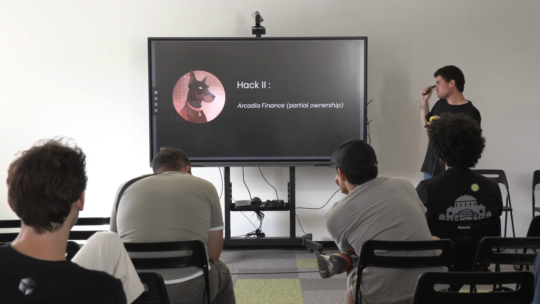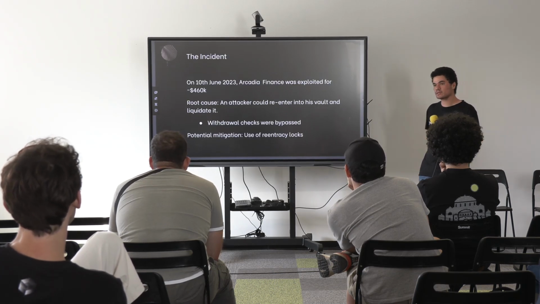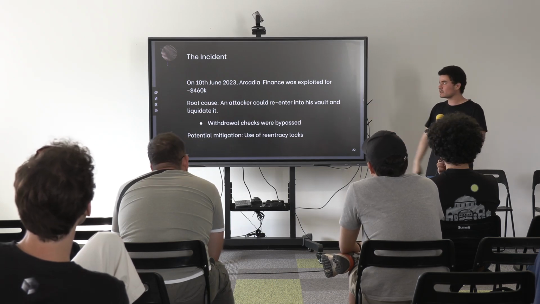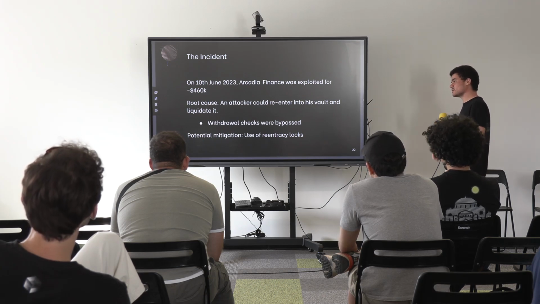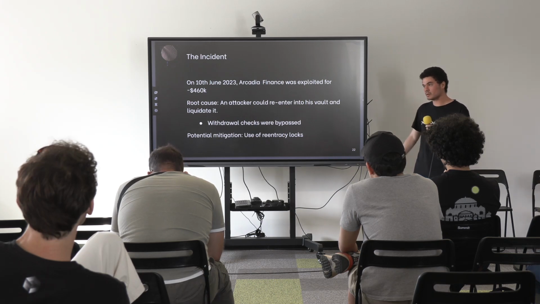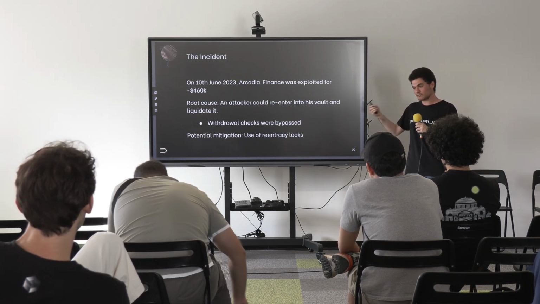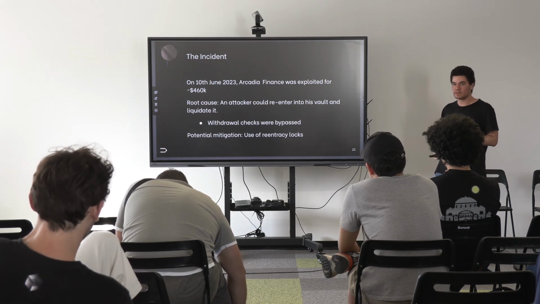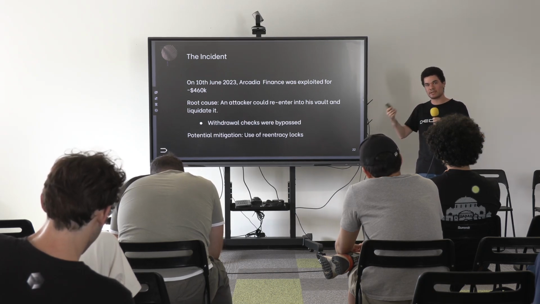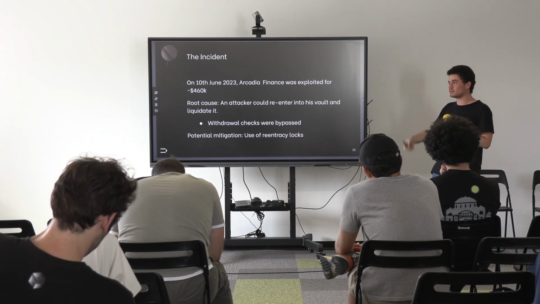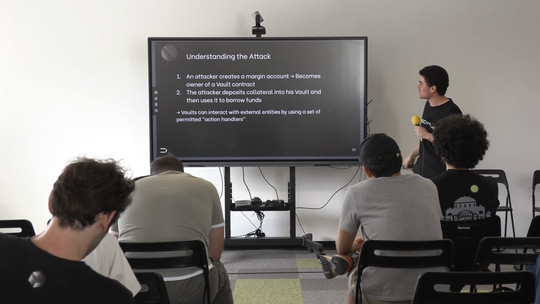And the final hack that we'll be talking about today involves Arcadia Finance. So just a few days apart last year, Arcadia Finance was hacked for around $500,000. And this time the reentrancy itself is not that impressive, because they could have used the reentrancy lock and prevented everything, but the fact that they didn't use one allowed a user to liquidate its vault at an unexpected place, and this bypassed a few withdrawal checks that we'll take a look at right here.